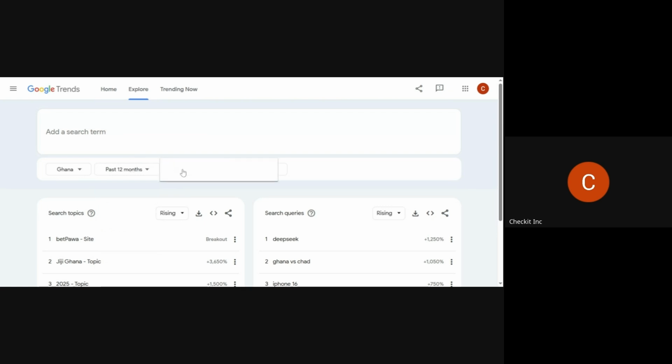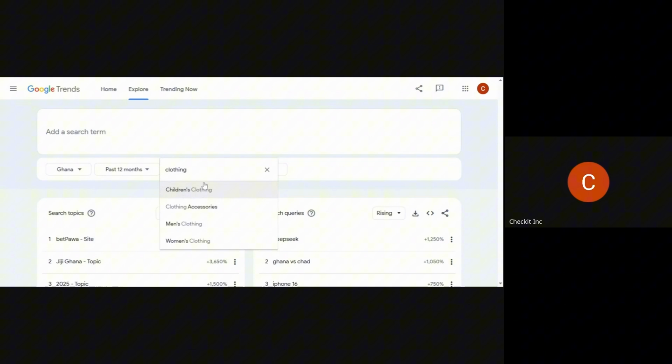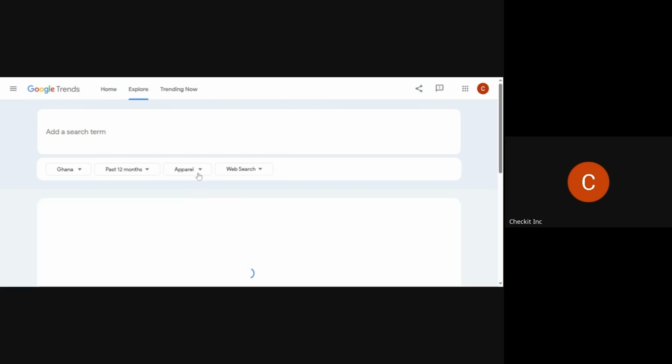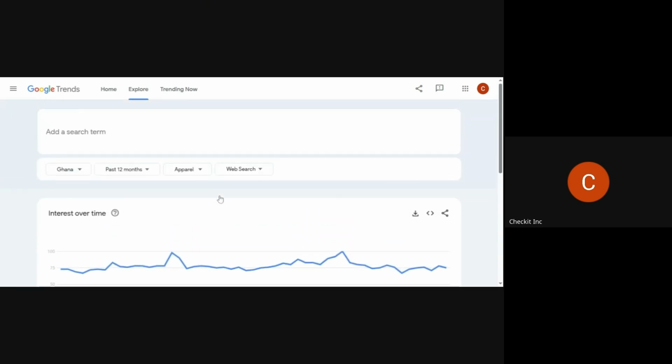Then I can check here and put all the categories I want. We have art and entertainment. If you're into clothing, you could type in clothing and you're seeing the different options: children's clothing, clothing accessories, men's clothing, women's clothing, or you can even put apparels. I think apparels is broader, so once you click on apparels, it will switch up and you're able to see what's trending and all of that. There are a lot of things here.